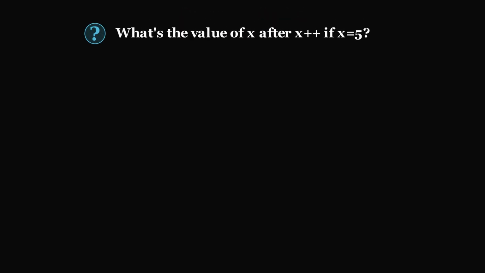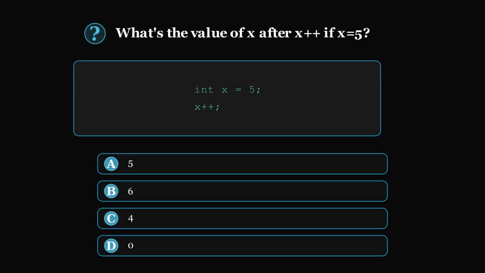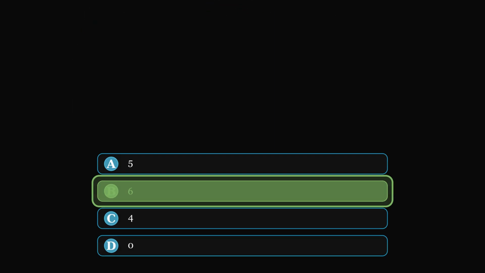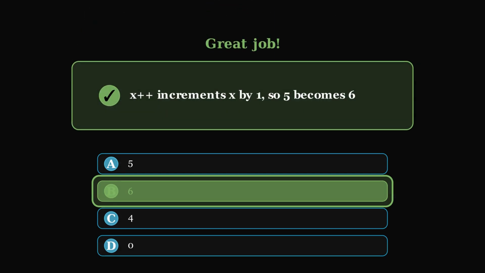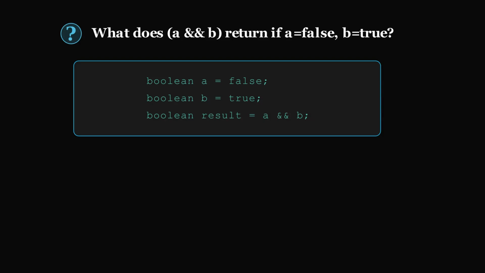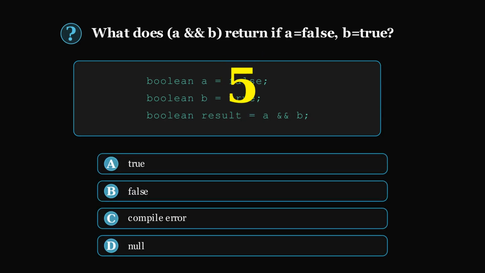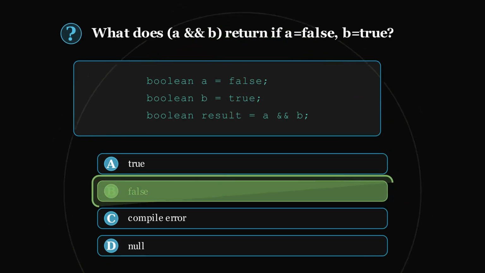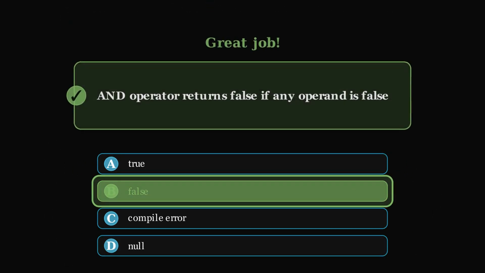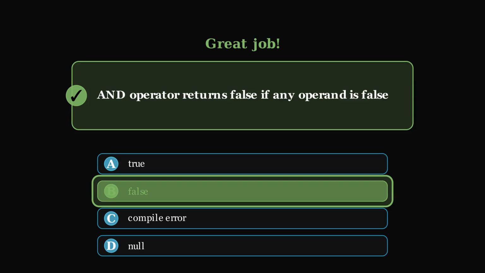What's the value of x after x++ if x equals 5? Which one is correct? The correct answer is: x++ increments x by 1, so 5 becomes 6. Which one is correct? The correct answer is: the AND operator returns false if any operand is false.